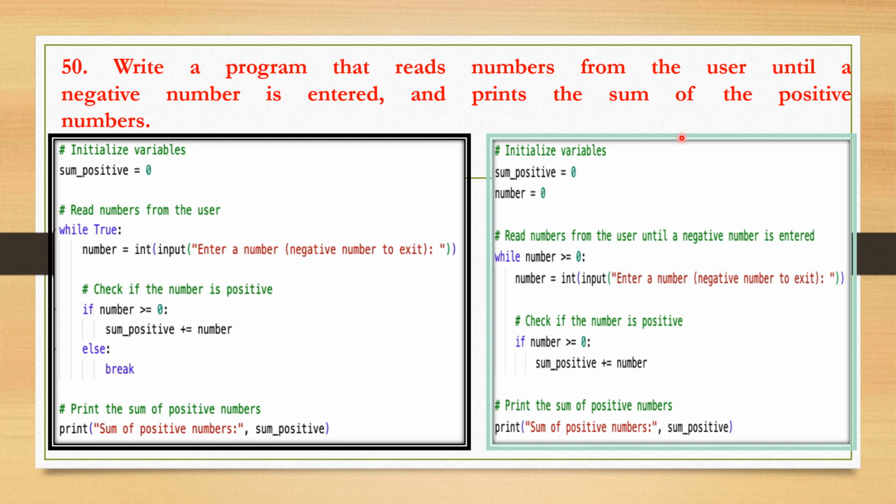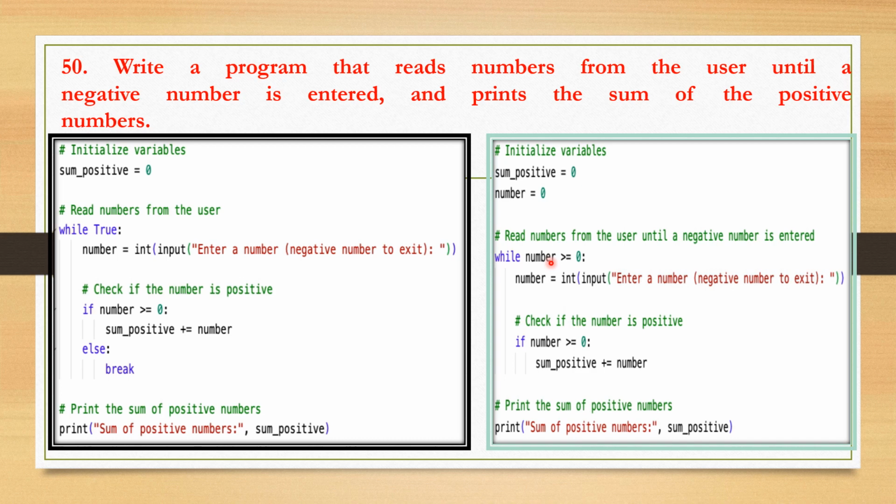Right? The next approach is without using a break statement. So here we shall use the while loop to continuously read numbers from the user until a negative value is entered. However, instead of using the break statement, we apply the condition while number is greater than or equal to 0 as the loop termination condition. So inside this loop, we first prompt the user to enter a number, convert it to an integer, then check if the number is positive.